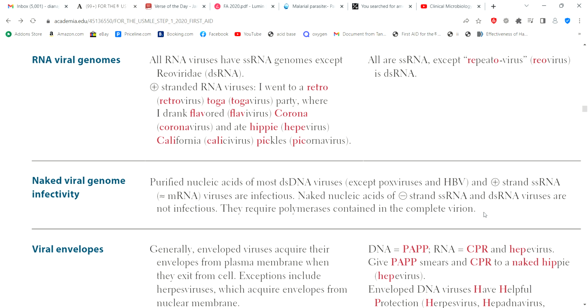Retrovirus, togavirus, flavivirus, coronavirus, herpesvirus, calicivirus, and picornavirus. So all RNA viruses have single-stranded RNA genomes except for reovirus, which is double-stranded RNA. The positive-stranded RNA viruses are retrovirus, togavirus, flavivirus, coronavirus, herpesvirus, calicivirus, and picornavirus.